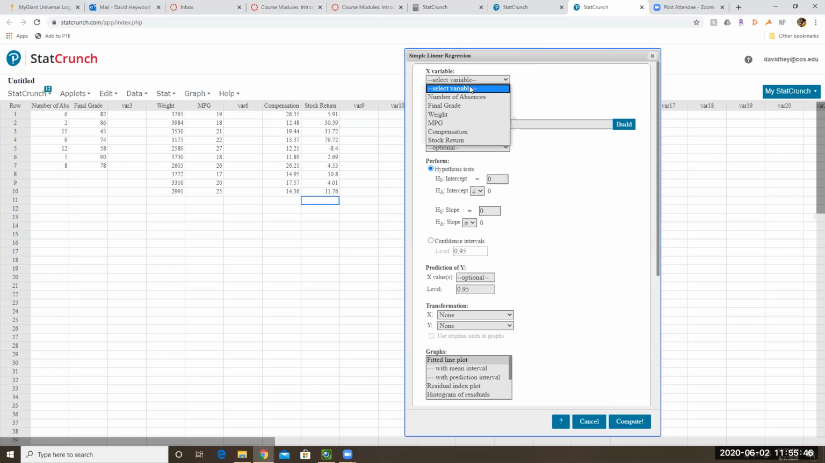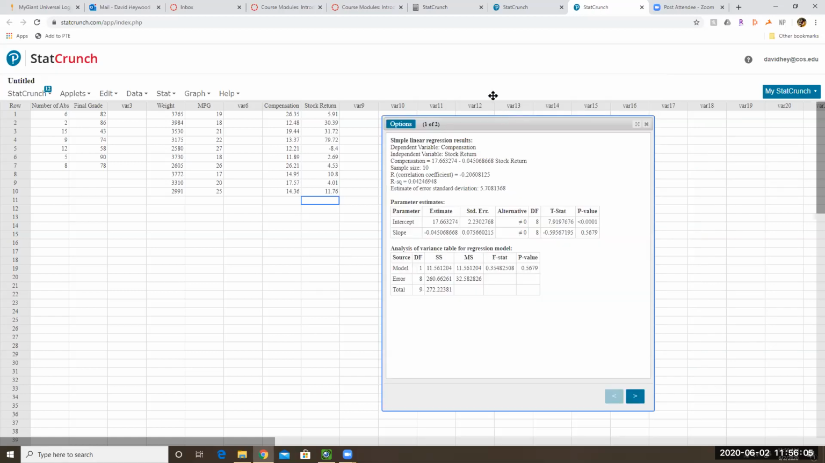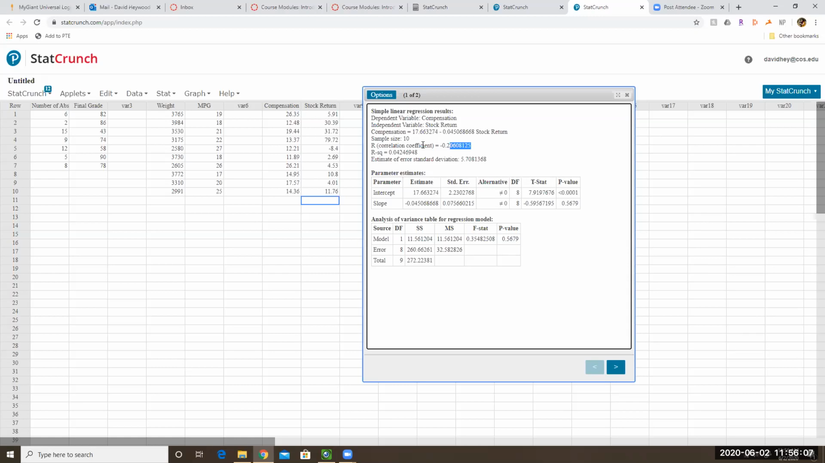And then I want to compare stock return to compensation. Notice the order that I'm doing this in. Stock return, we said, would be our x variable, so you need to choose stock return for your x and compensation for your y. Then I hit Compute, and there's our correlation coefficient.